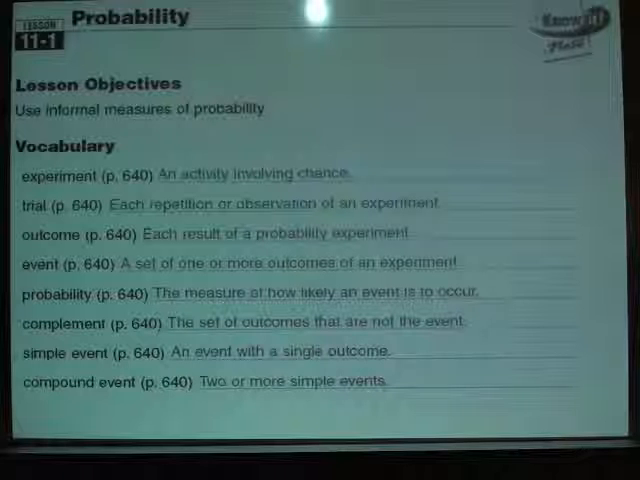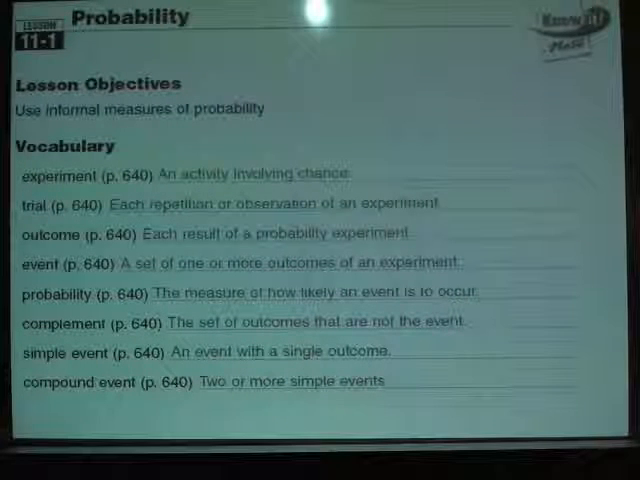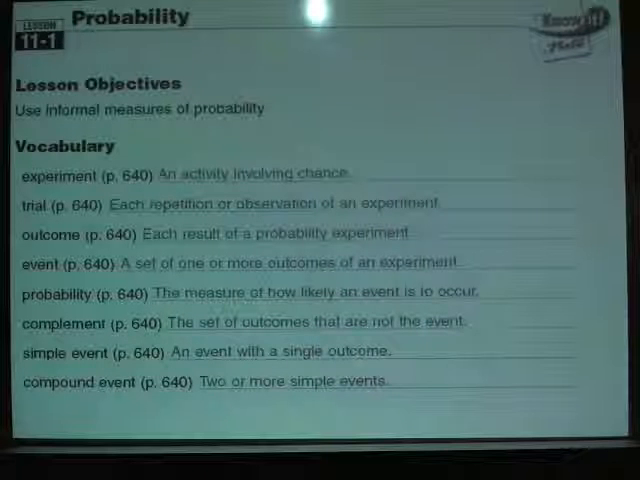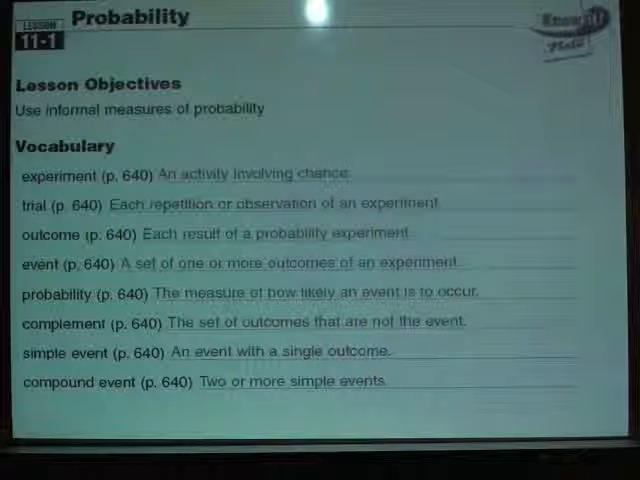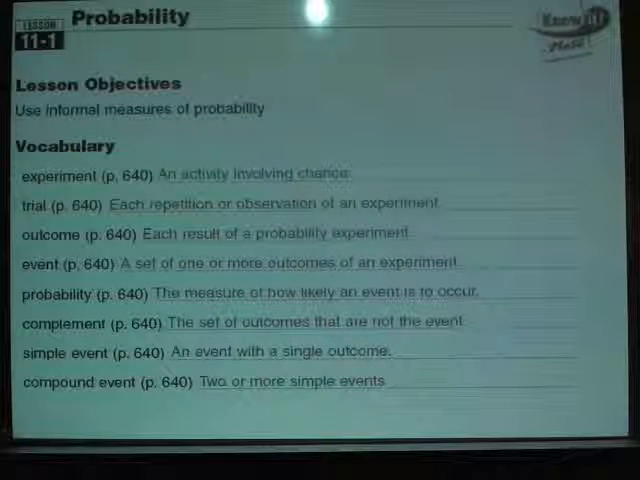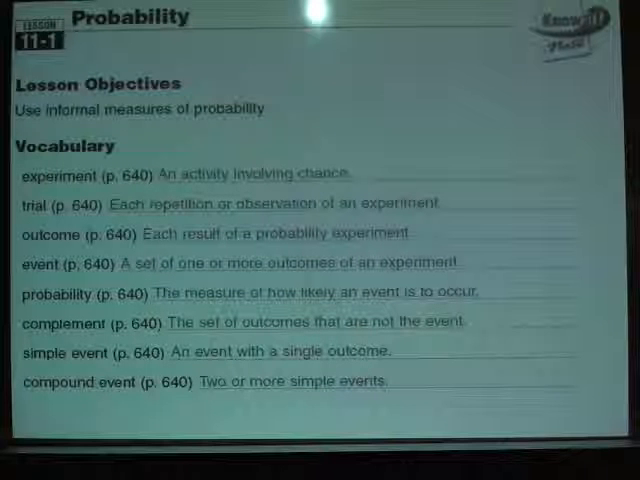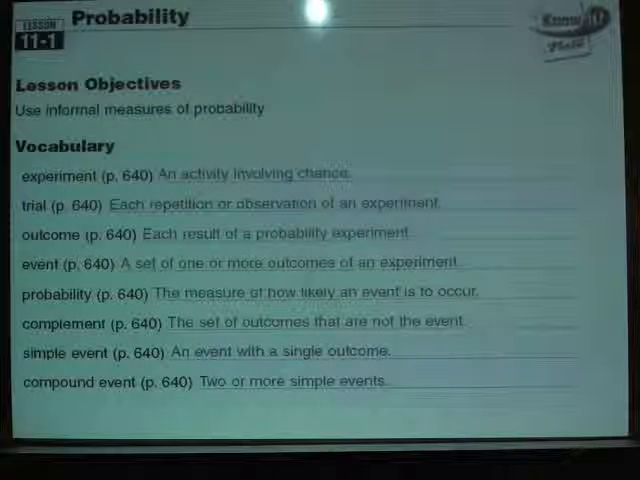Complement is the set of outcomes that are not the event. Complements describe events that together have to always happen. They total up to 100% of the probabilities. Simple event is an event with a single outcome. That's pretty self-explanatory there. The compound event is two or more simple events.